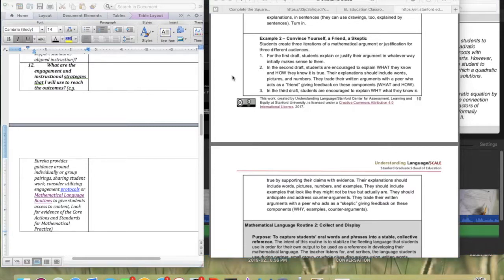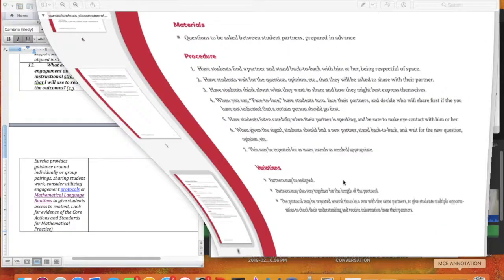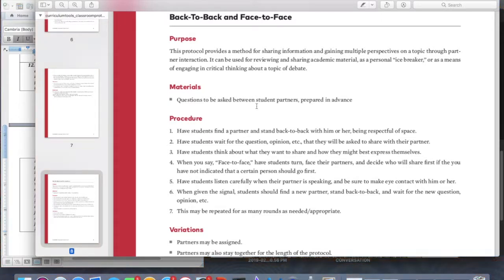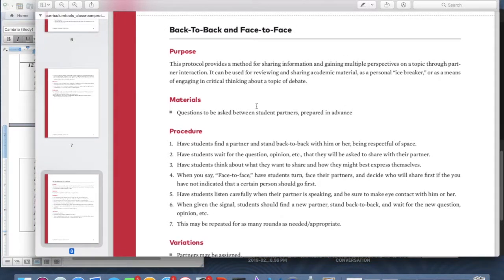So the first I want to give you is the EL protocols. They have several. This one right here is money in the bank to me. I just love this little strategy. Back to back, face to face.